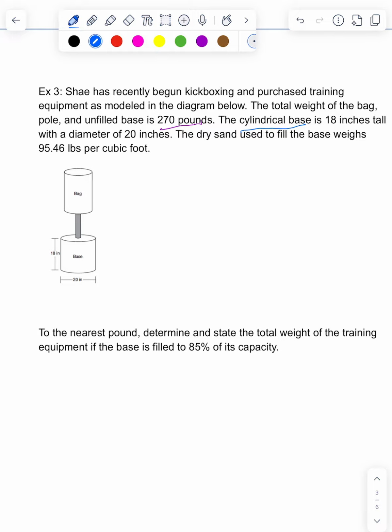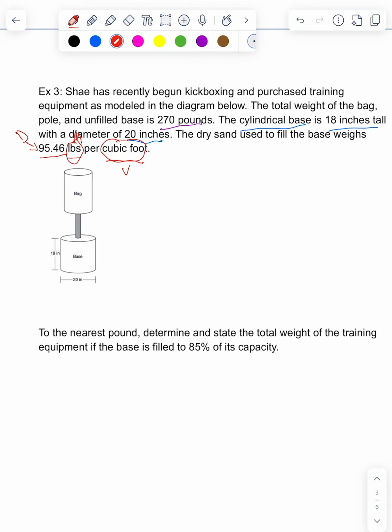It's 18 inches tall, so that's the height. And there's a diameter of 20 inches, so I can get the radius. The radius would be half of that, which would be 10. I also see there's another number here. The base weighs 95.46 pounds per cubic foot. Since there are 2 units attached to this number, it is the density. It has the mass unit and the volume unit.